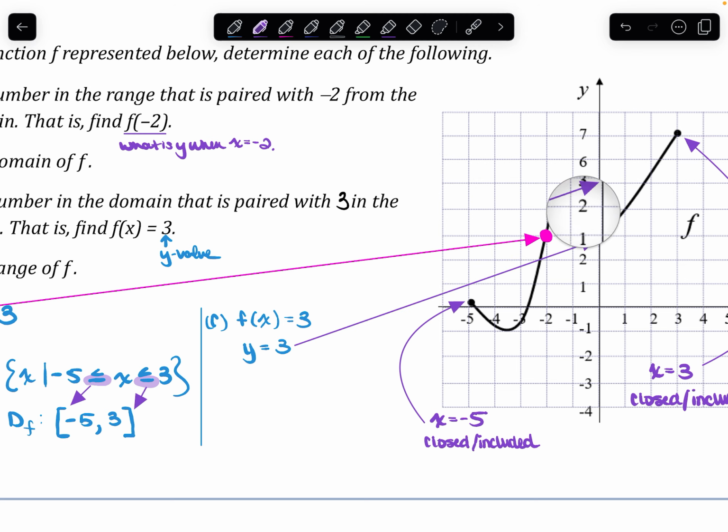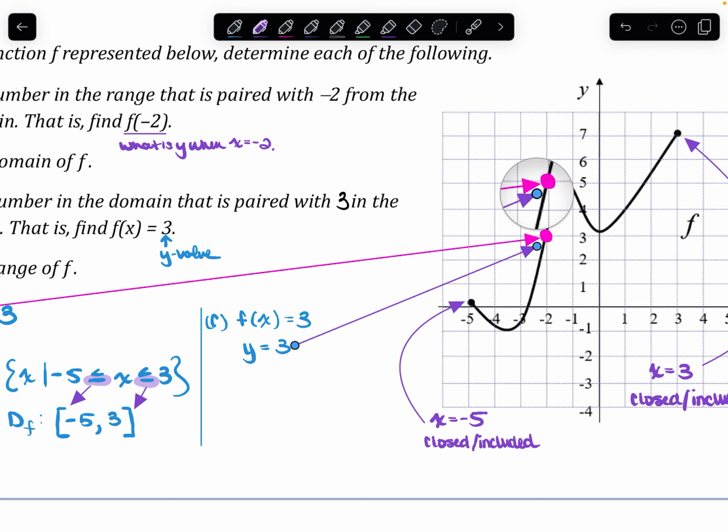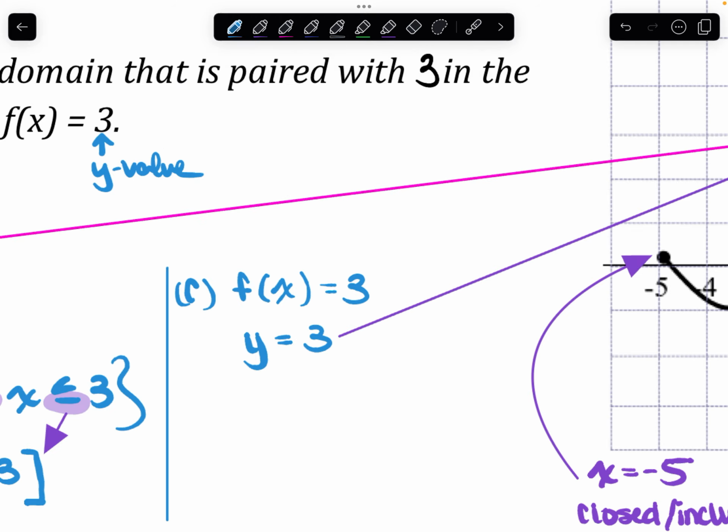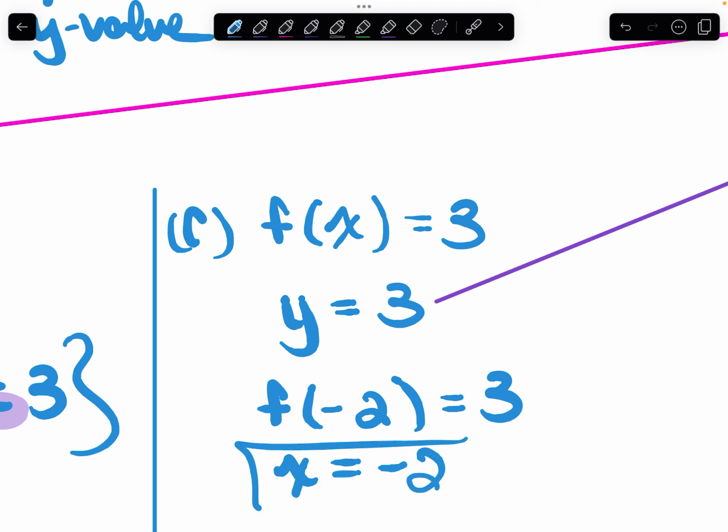So if I look right here, get that to zoom in, I'm not quite at 3, but if I look here, I am sitting directly on 3. Whoops, my arrow didn't cooperate. Right there. So when y is 3, we follow and connect down this time to our x-axis. X turns out to be -2. So f of -2 equals 3. So our x value is -2. This is what we're looking for.